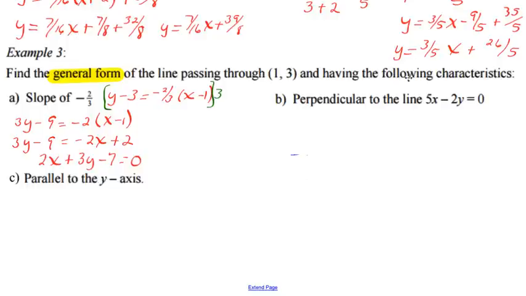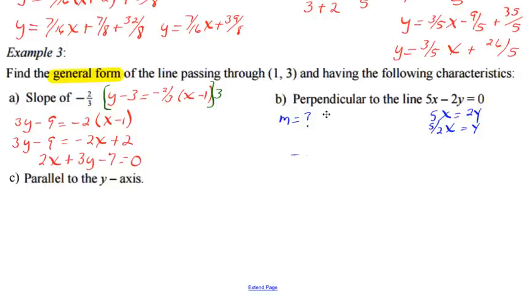Part B, perpendicular to this line, passing through that point. So again, we need to figure out what the slope is going to be. And the slope of this line, we can solve it for y. So we have 5x equals 2y, dividing by 2, we get 5/2 x. So this is like y equals mx plus b, where m is 5/2.